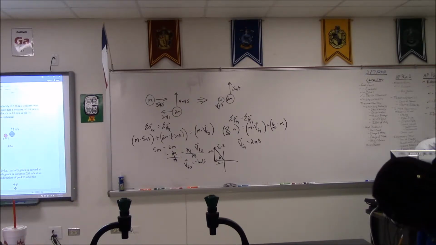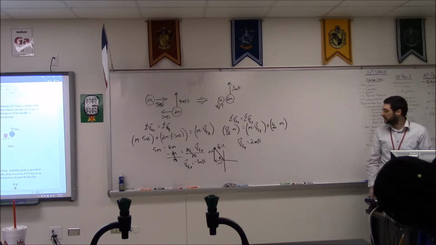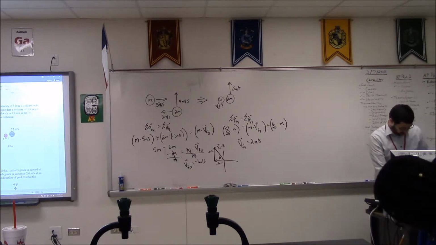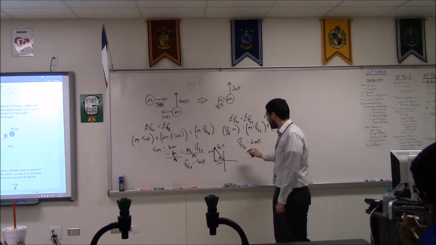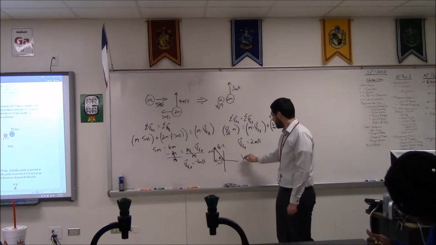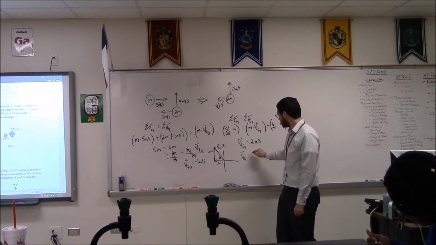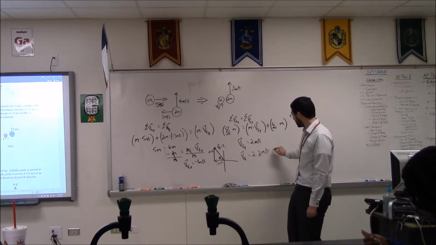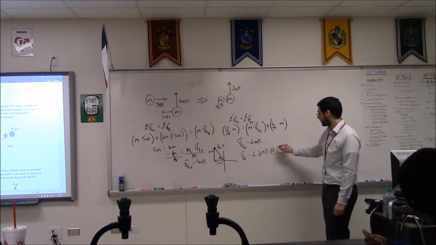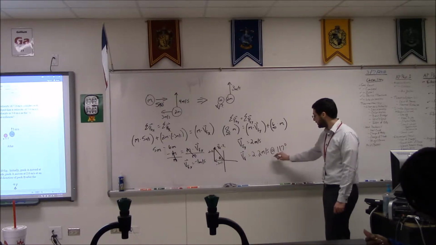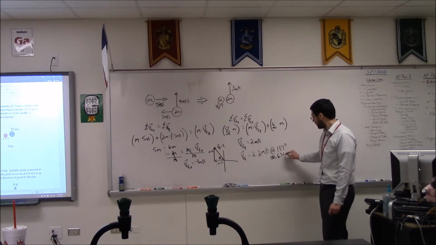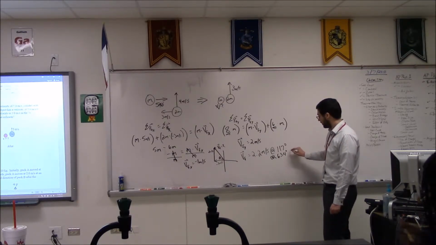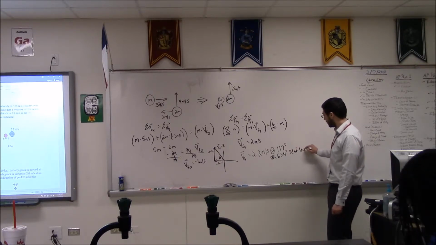Alright, so what did you come up with for your final velocity? 2 meters per second at 63.4 degrees north of west. Psych. 2.2. Remember, do your Pythagorean theorem, so that means overall final velocity is equal to 2.2 meters per second at, what? 117 degrees, or 63.4 degrees north of west.